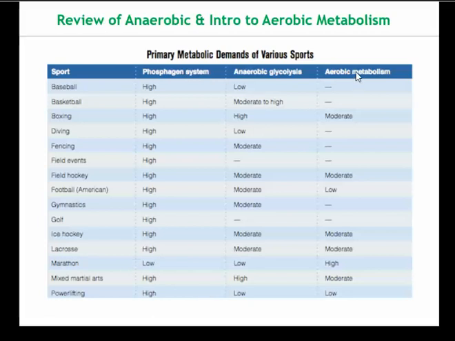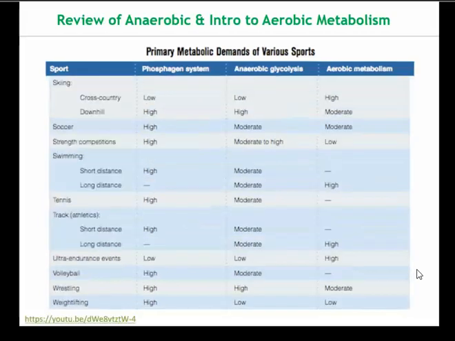And then you look over here with aerobic and you see which ones use moderate, like boxing, field hockey, ice hockey, lacrosse, martial arts, and then high for marathon. I'm not going to go over this chart. It's just a really neat one to look at and see which sports rely mostly on which system for energy production. And then the next slide shows skiing and soccer, swimming, tennis, volleyball, weightlifting. So which ones use high phosphagen versus which ones use lower, so more aerobic.